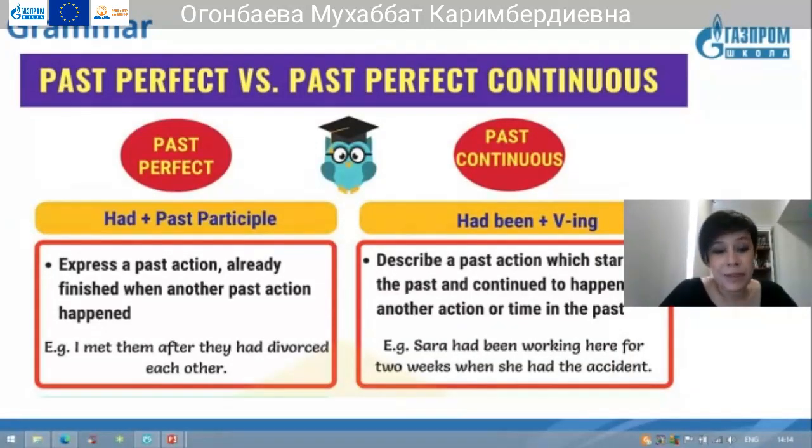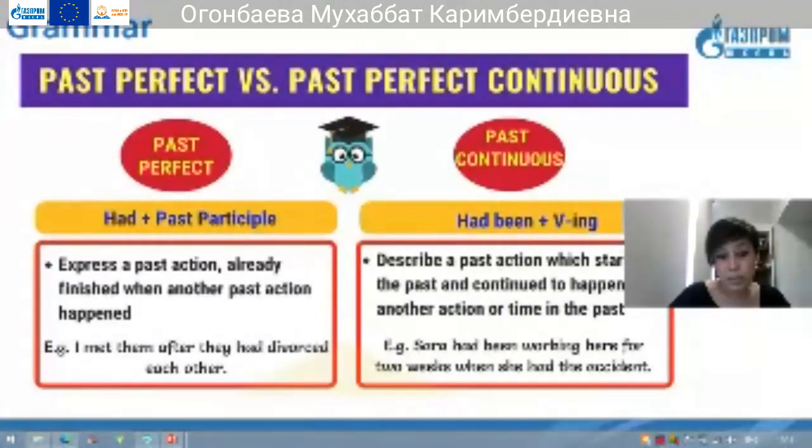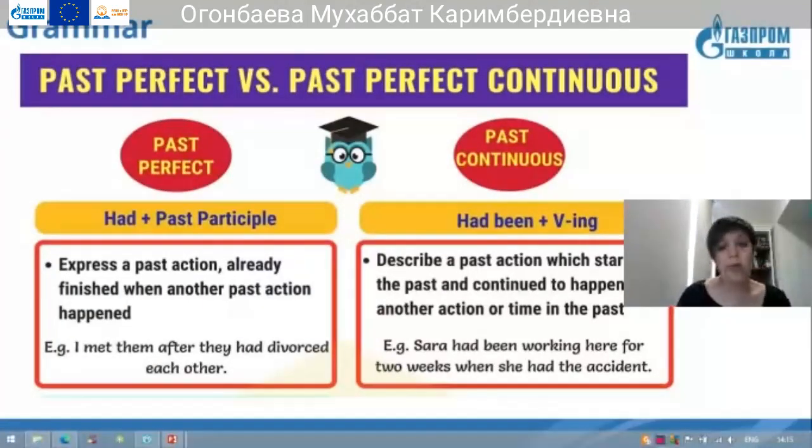Actually, the table says everything already. So when we express our action that already finished in the past before another action took place in the past as well. So past perfect, it's the first tense from the past, let's say, something that happened before the past simple. It has a structure of had and participle two. Participle two is the third column, verb in the third form.